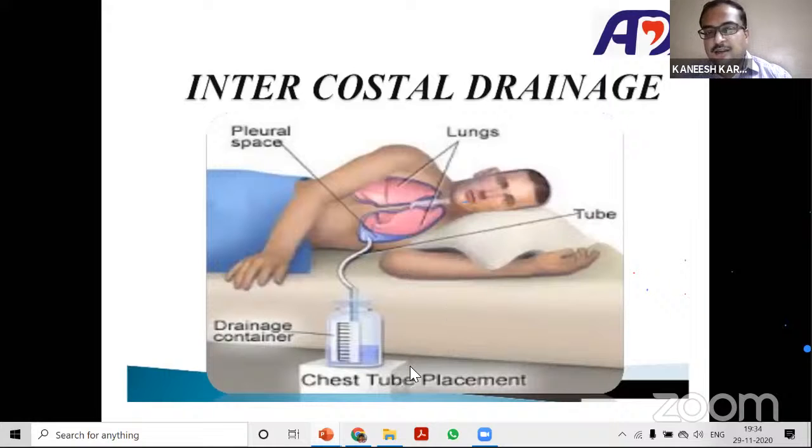This is the intercostal drainage tube. This is called an ICD. This is for fluids. If fluid is collected in the lungs, as in pneumothorax patients, then they put in the chest tube to drain all the fluid.